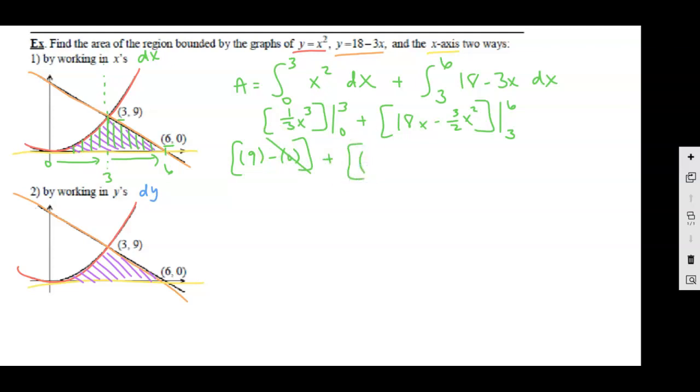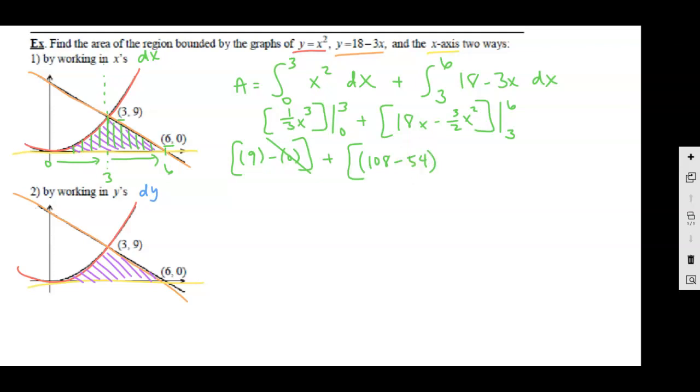Let's see if I plug in 6. 18 times 6, that's 108, I think. Yeah, 108. And then minus 6 squared would be 36. 36 divided by 2 would be 18. 18 times 3 is 54. Okay, so there we go.